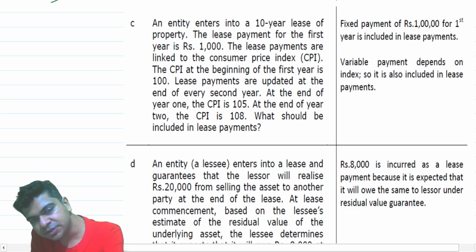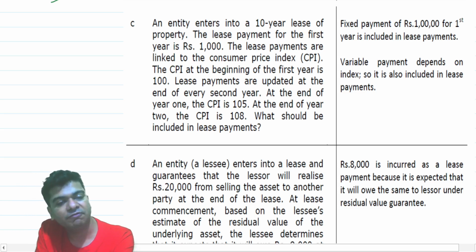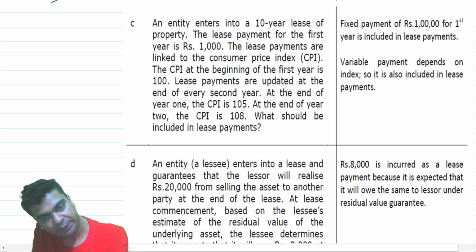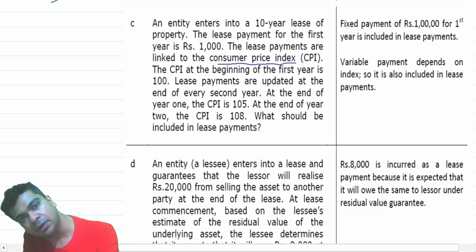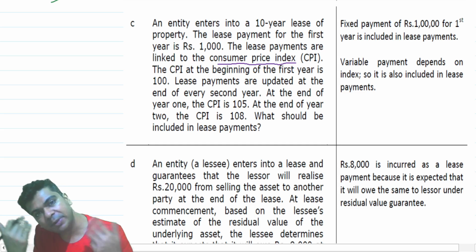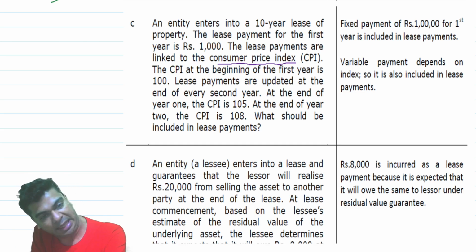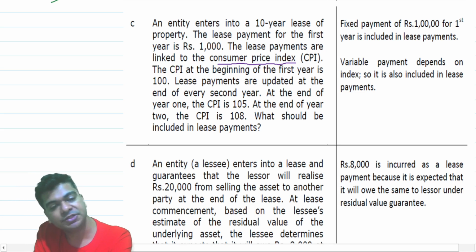An entity enters into a 10-year lease of property. The lease payment for the first year is 1,000. The lease payments are linked to consumer price index. To be very honest, there is nothing more to be read over here, but you can still read. I believe up to this itself, you have made up your mind what will be included and what will not be. Then they say CPI at the beginning of the first year is so and so.